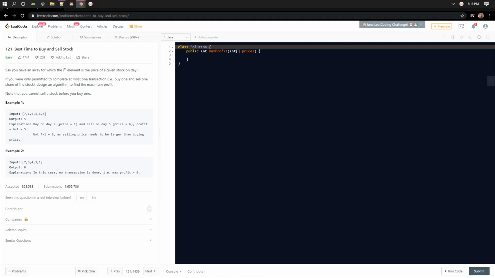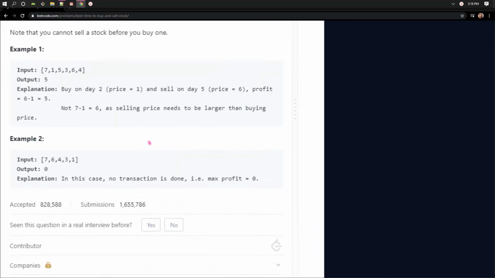Everybody, this is Angie. Today we're going to go over Leetcode problem 121, the best time to buy and sell stock. For this problem, you're permitted to complete only one transaction, which consists of buying one and selling one share of the stock, on separate days. You must buy before selling, and you have to devise an algorithm to find the maximum profit possible.